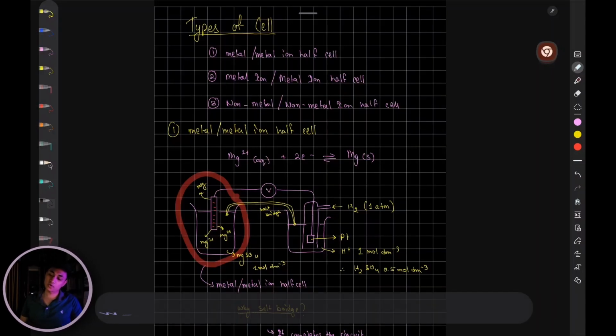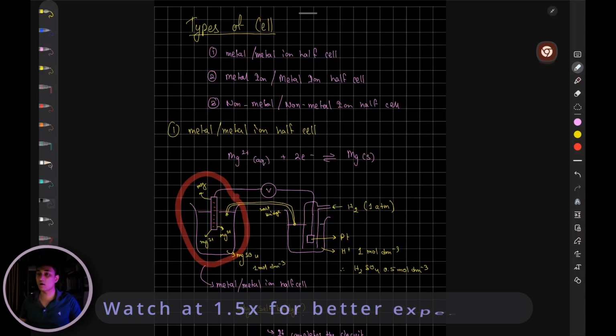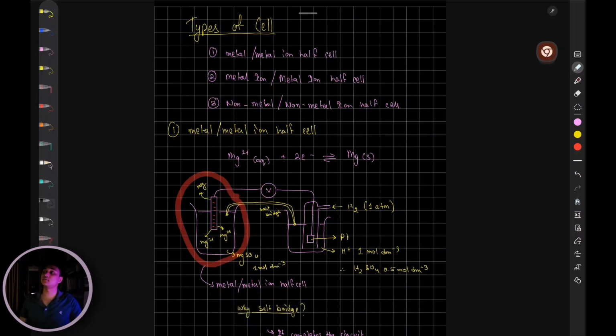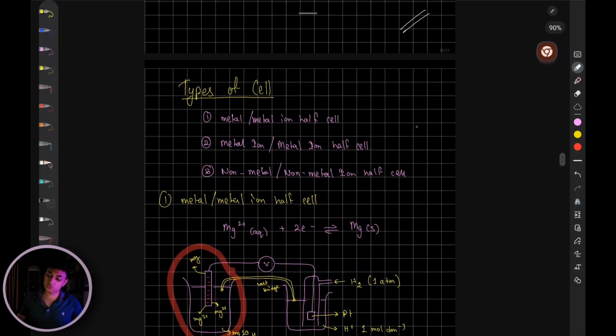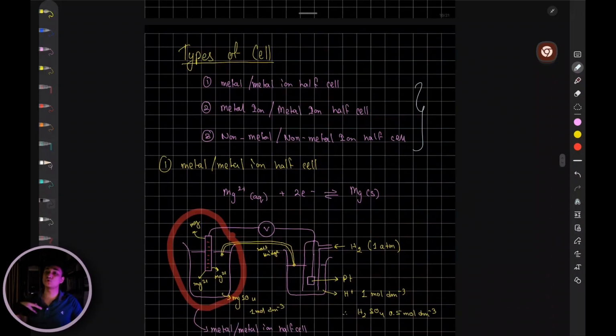In this video, we're going to learn about different types of electrochemical cell. Previously we've seen a metal ion half cell, and also a non-metal ion half cell, that is the hydrogen and hydrogen ion half cell. So we've seen a couple of different half cells, right? Now in this video, we are going to learn in detail what the three main types of electrochemical cells are and how we draw those cells.